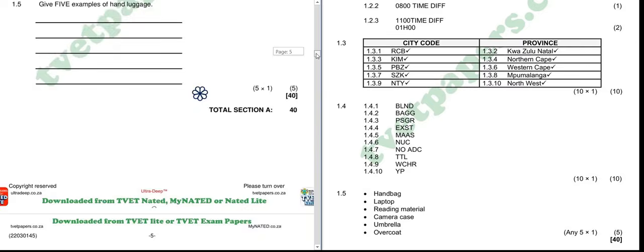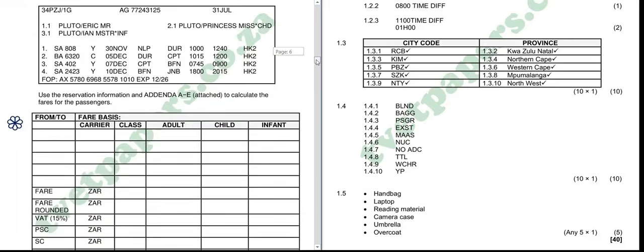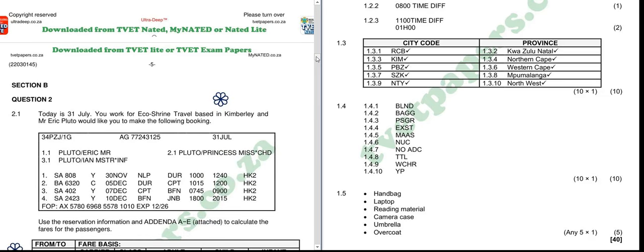From section A, we move on to section B, where we get question 2. Question 2 reads: today is 31 July. You work for Eco Shrine Travel based in Kimberley, and Mr. Eric Pluto would like you to make the following booking. They are given information on the booking. Then they say use the reservation information in addendum A to E attached to calculate the fares for the passengers. So we need to refer to the addendum.